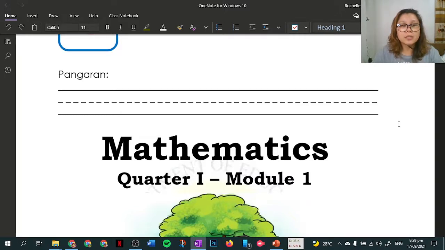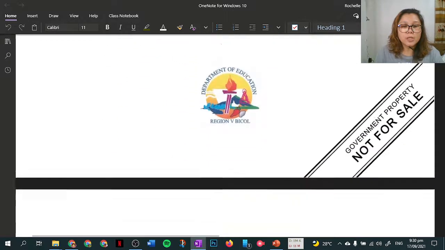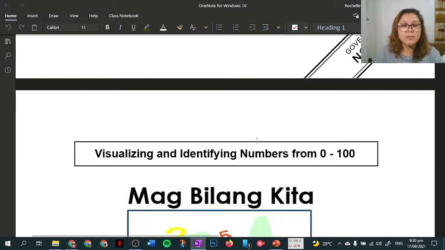So this is math in using the Bicol Central Language, but I will code switch, magtatagalog and then also I will try to speak it in English so that everybody will understand. Okay, so this is Quarter 1 Module 1. So this is about visualizing and identifying numbers from 0 to 100.